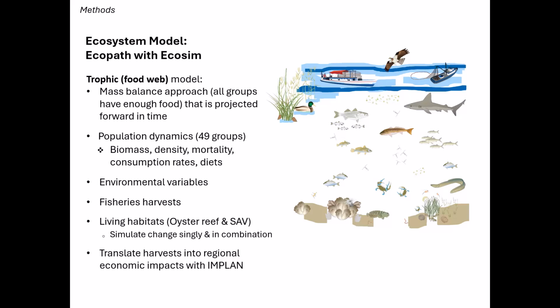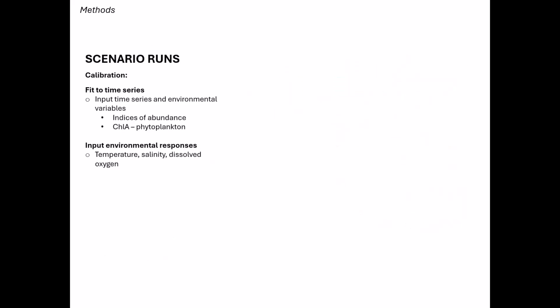And once we've got estimates of the populations in the future, the forecast of those populations, the forecast of the harvests that take place, the last step is translating those harvests into regional economic impacts, different metrics that we can produce with the IMPLAN model. I want to spend a few minutes talking about the scenarios that we ran. So the scenarios themselves are quite important to understand for the rest of the presentation.